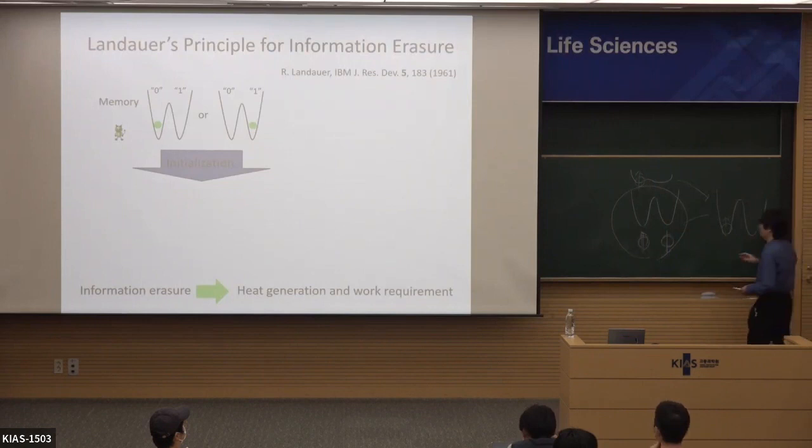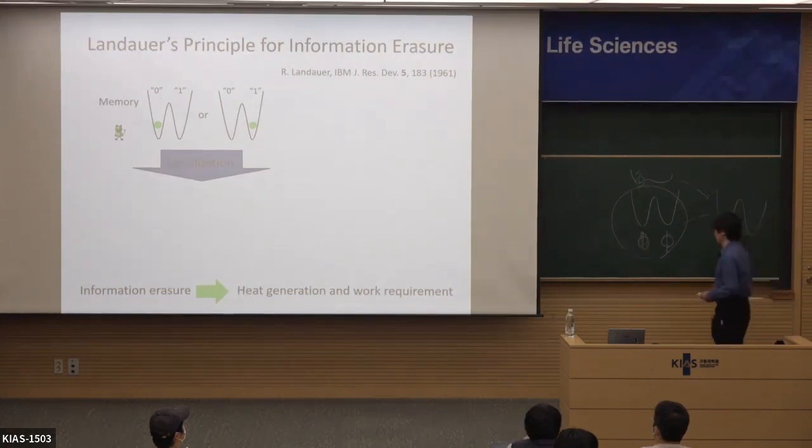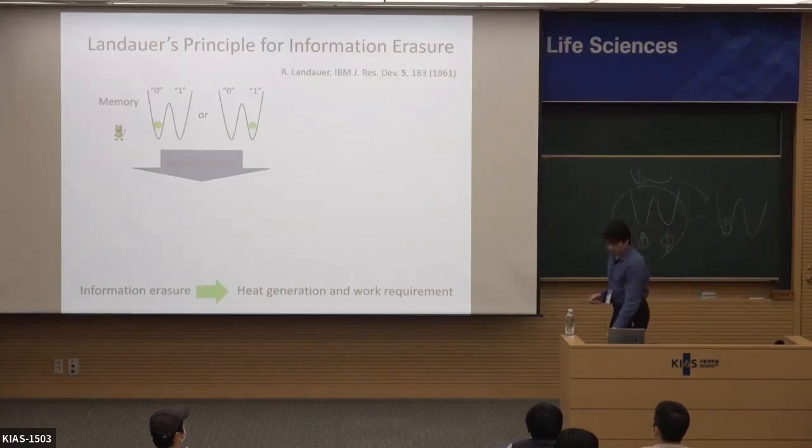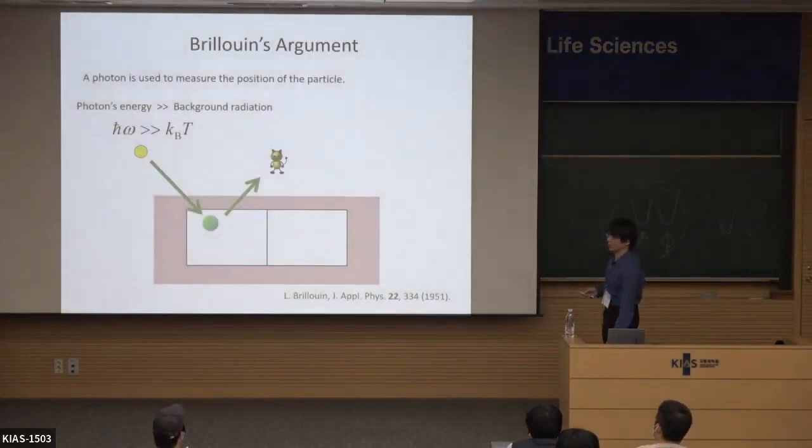That means that we don't need any energy to perform a measurement. So that is the argument of Landauer and Bennett. So now, in that sense, Brillouin's argument is based on this specific setup.